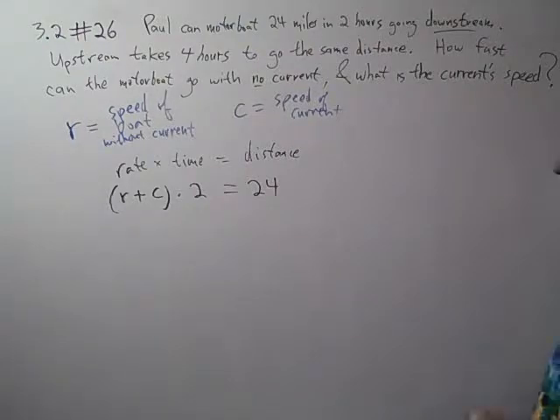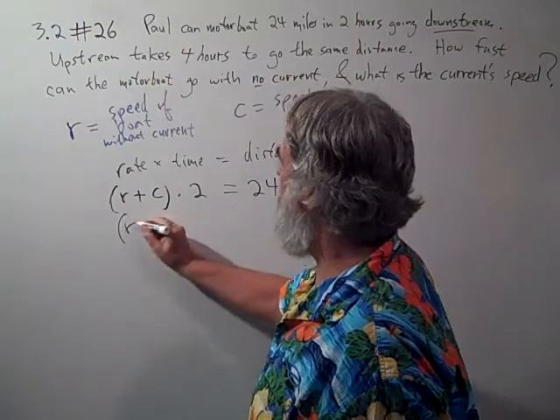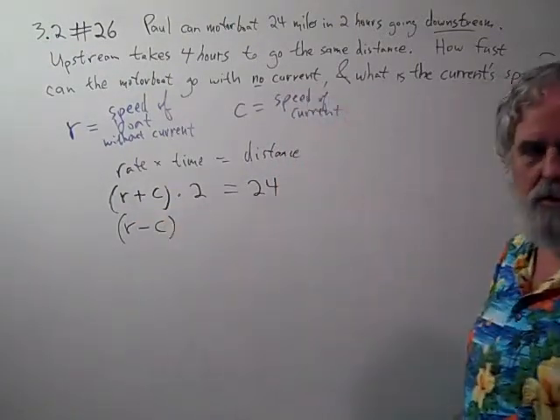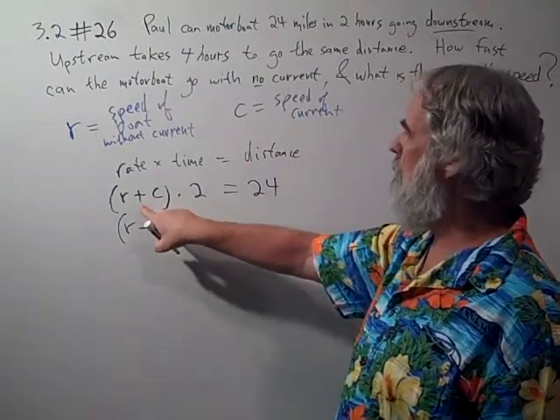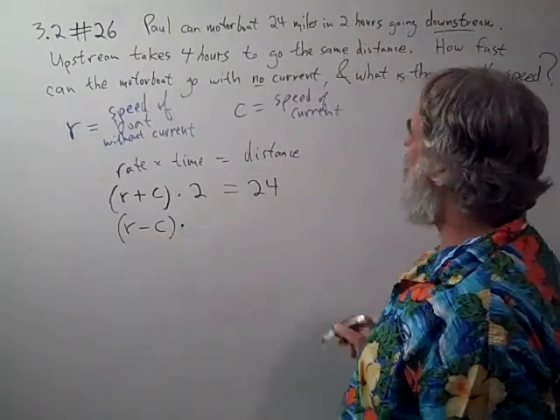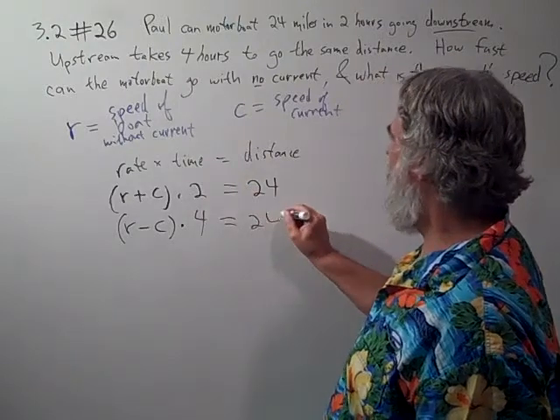Now we're going the other way. Upstream is against the current. So the speed of the boat without the current, and you take away the speed of the current because it's fighting against you. So you're going not as fast, whereas with the current you're going faster. Against the current you're going slower. Instead of 2 hours now, it took 4 hours to go the same distance, the distance 24 miles.